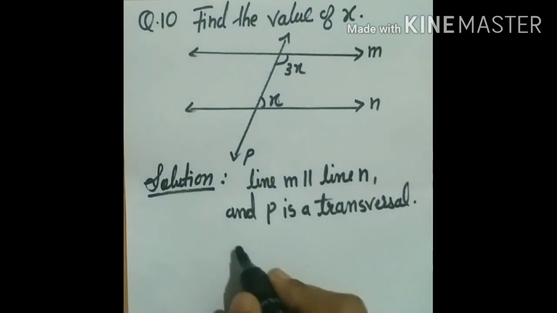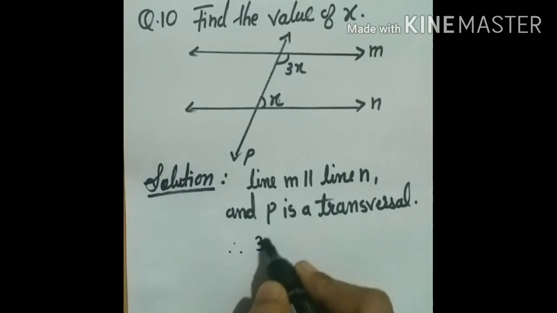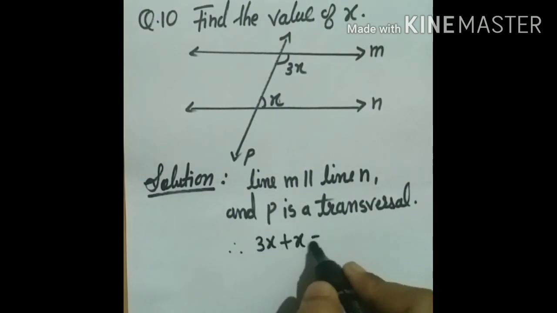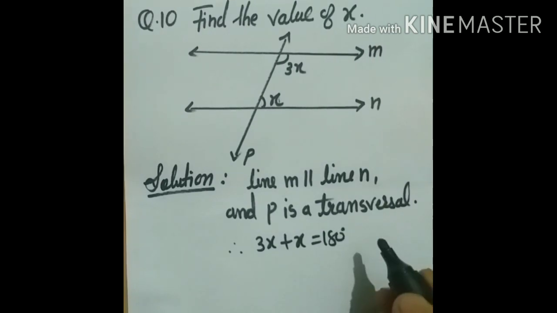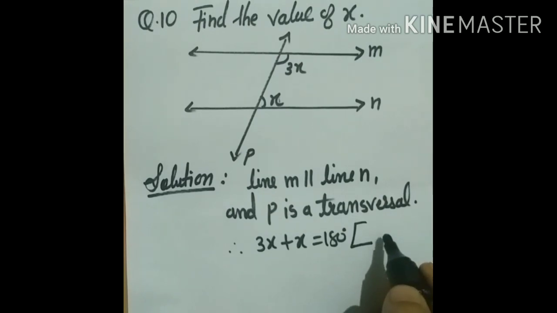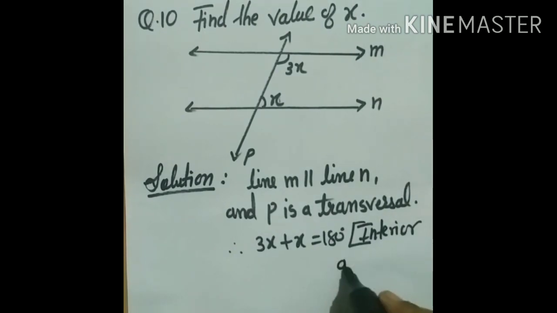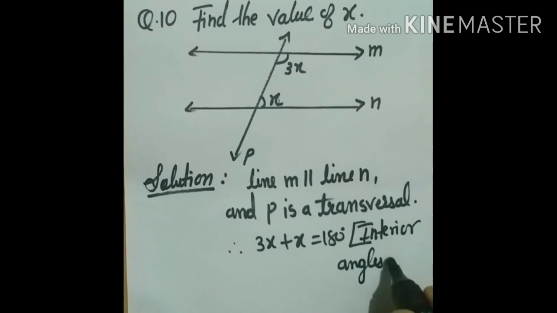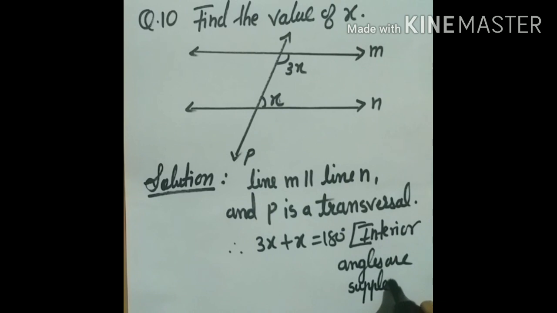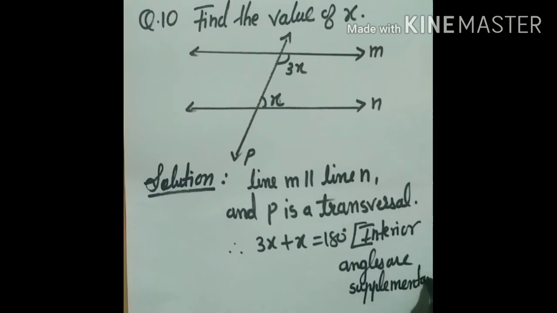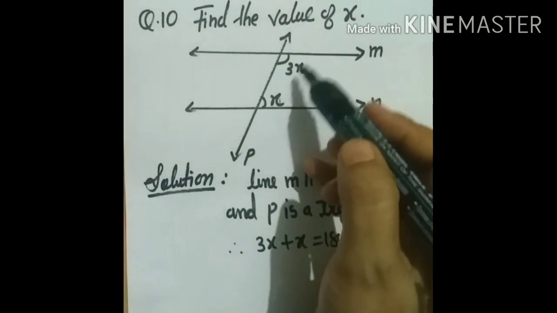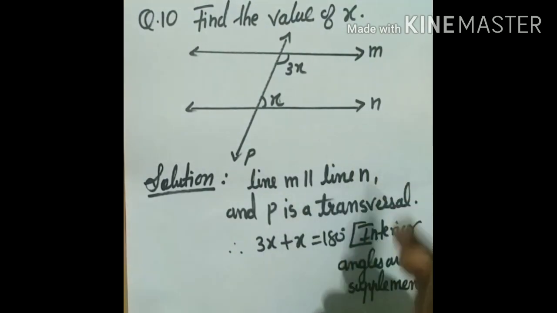So we will write here, therefore 3x plus x equal to 180 degree. Okay, in the bracket you have to write property children, it's compulsory. Okay, so what the property we will write here? Interior angles are supplementary, means interior angles are 180 children, okay, 180 degree.